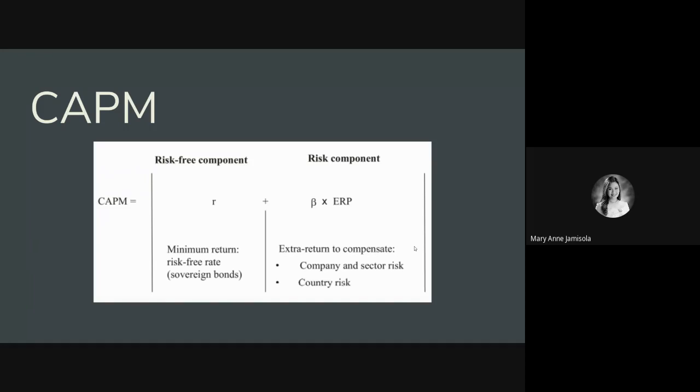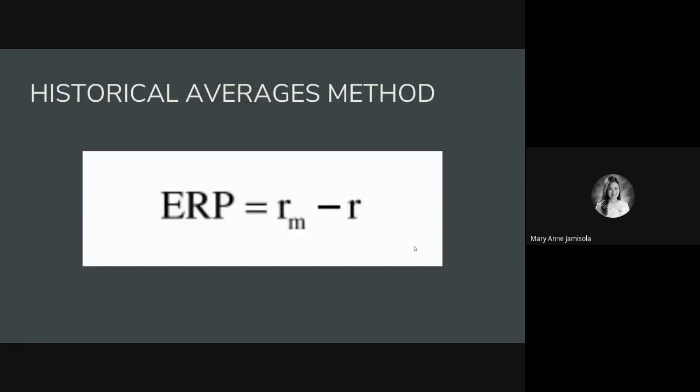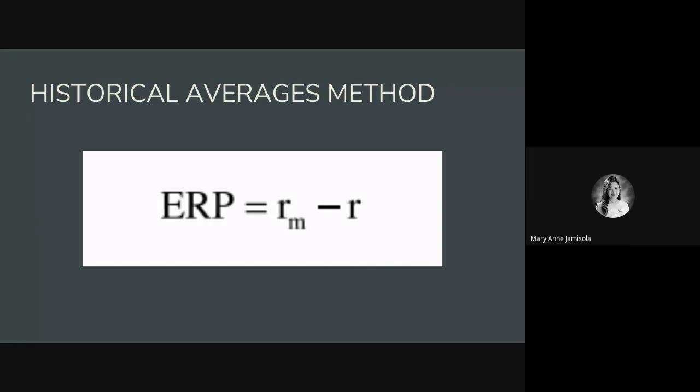Okay, among the three methods that were discussed in computing for the ERP, for examination purposes, what we will use is only the first one, the historical averages method. So if the ERP or the risk premium is not given in the problem, you can compute it by deducting the risk-free rate from the risk of the market. So RM, this is the risk of the market, minus R. R there refers to the risk-free rate. Risk of the market minus the risk-free rate, you will get your risk premium. Okay, because also in practice, this is the most widely used method in computing for the ERP.